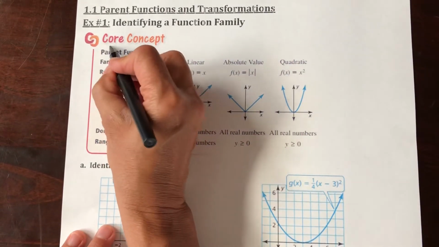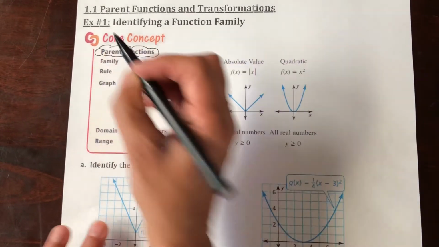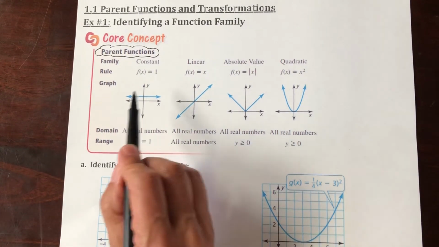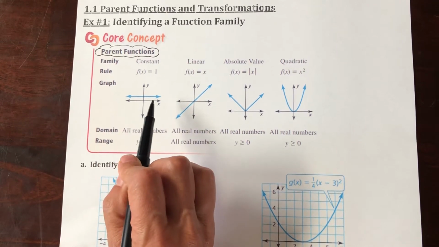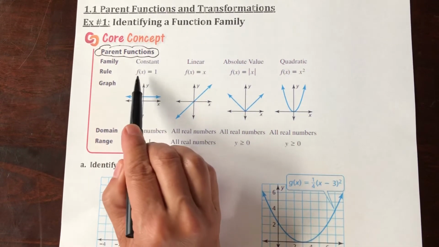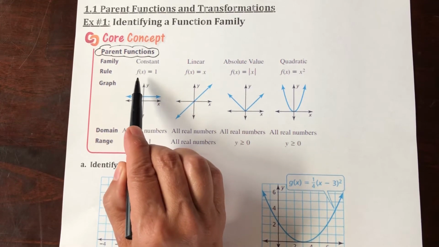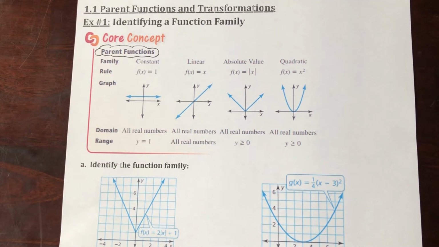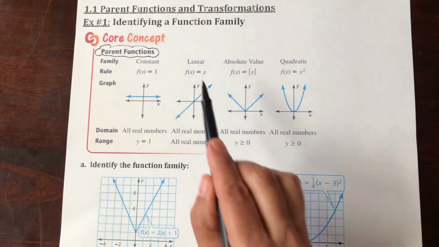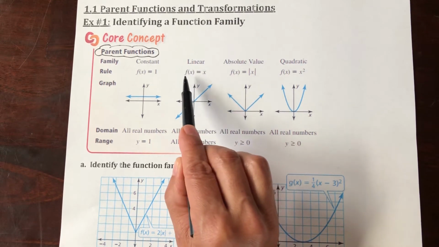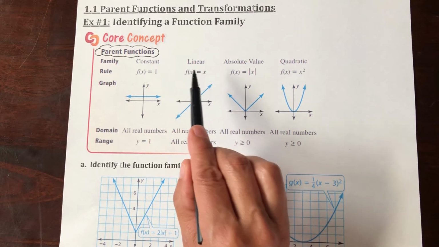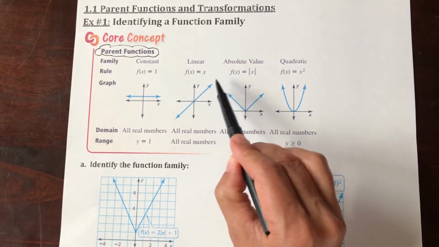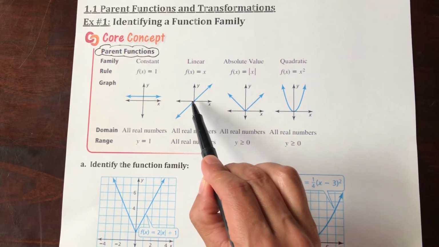The parent function of a constant function is just y equals 1. That would just be a flat horizontal line. It does not have a slope. It's just a constant where y equals 1. Remember, f of x is our output or our y values, so we often just think of that as y equals. A linear function we're familiar with, f of x equals x, or y equals x, is the simplest form of a linear function. This line has a slope of 1 and a y-intercept of 0.